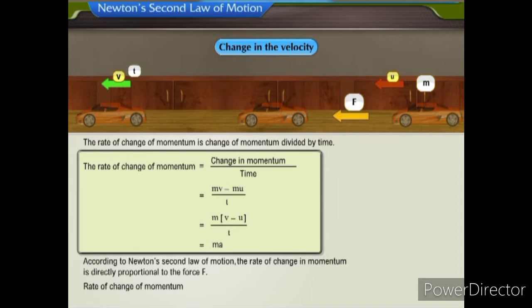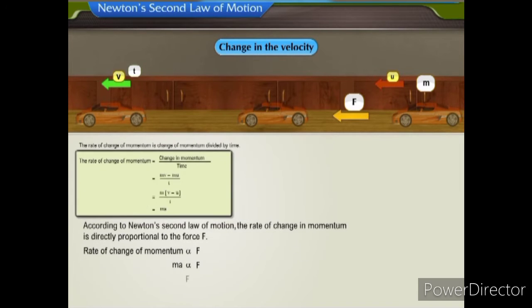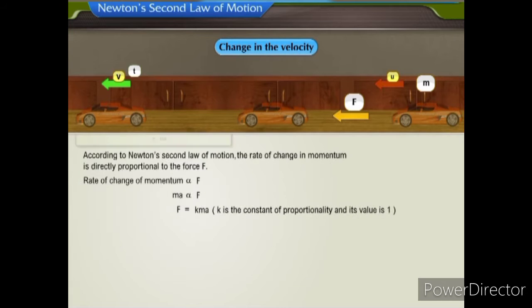Rate of change of momentum is proportional to F. Therefore, ma is directly proportional to F. F is equal to k into m into a, where k is the constant of proportionality, its value is 1.